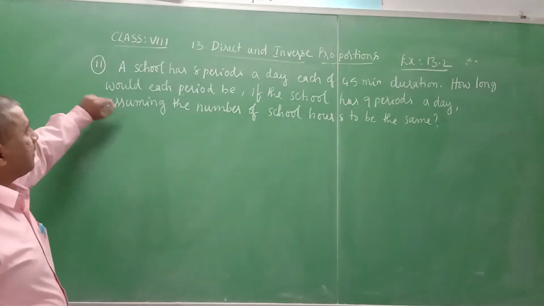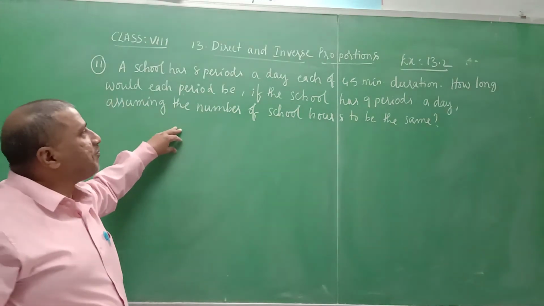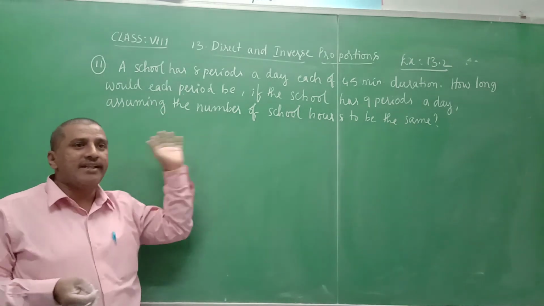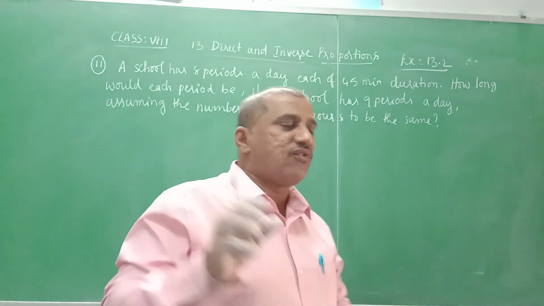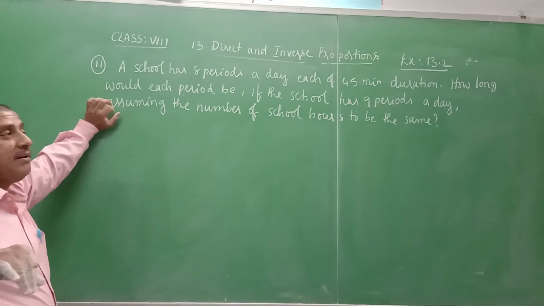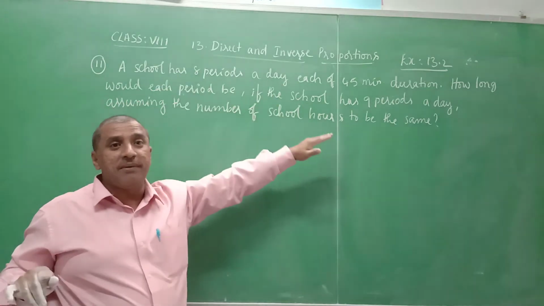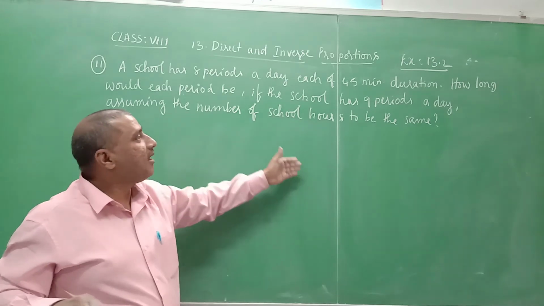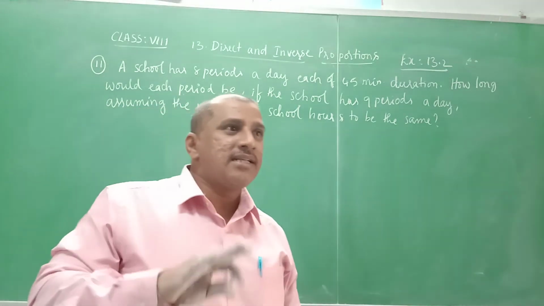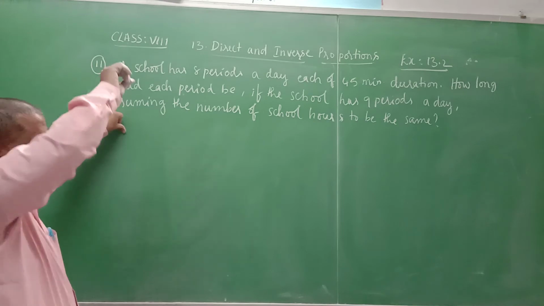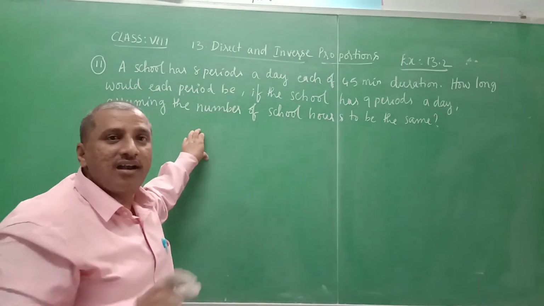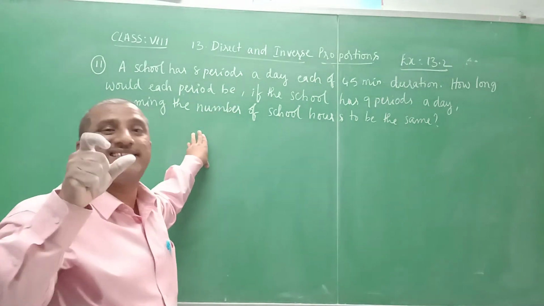Now see the 11th question. A school has 8 periods a day, each of 45 minutes duration. Say a school has its own timetable. In the timetable 8 periods are there, and each period is 45 minutes. How long would each period be if the school has 9 periods, assuming the number of school hours to be the same? The school timing is the same, but the number of periods is increased. What would each period be? Will it be more than 45 minutes or less than 45 minutes? Children, yes, it is less than 45 minutes.